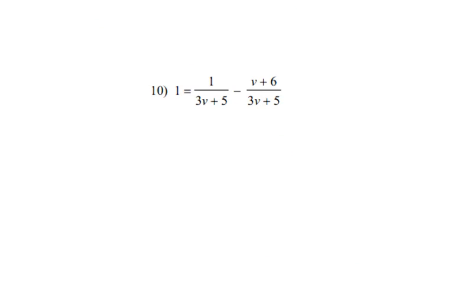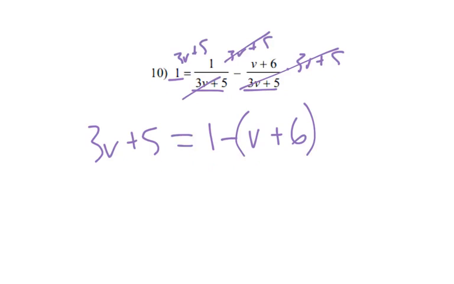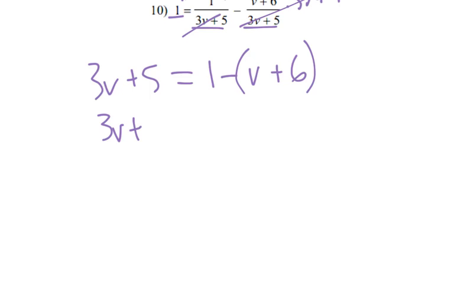Alright, looking at number 10. We only got the 3v plus 5, no fraction here, so that's what we're timesing by, 3v plus 5. We still have to times it by every piece, even if they don't have a fraction. So those cancel out, so 1 minus those two cancel out, v plus 6 in parentheses, and then 1 times 3v plus 5. So we get 3v plus 5 on the left side.